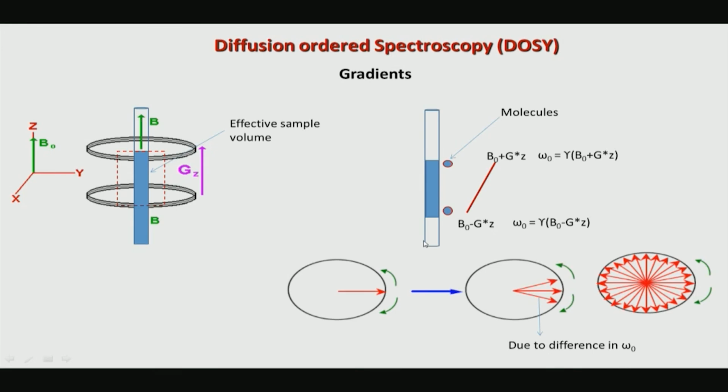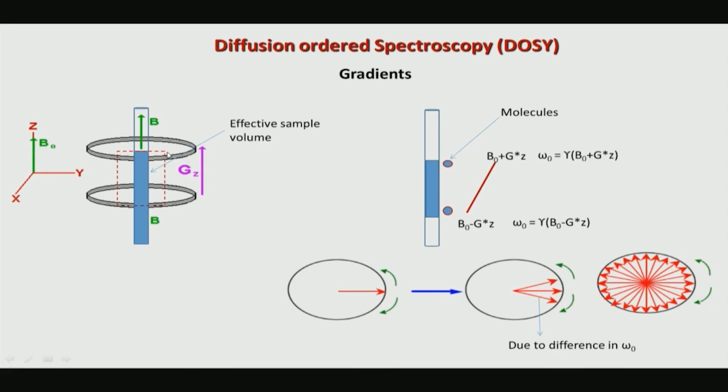Let us see again this concept, how this affects the sample. This is what is shown here: I have now shown a sample here. This is the sample tube, and typically you have what is called an effective sample volume, meaning the portion of the sample sitting here is what is effective, because your RF coils and your gradient coils are here, and above and below has no effect on the sample.